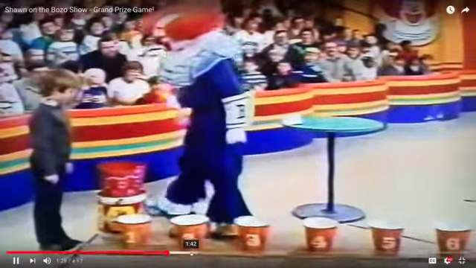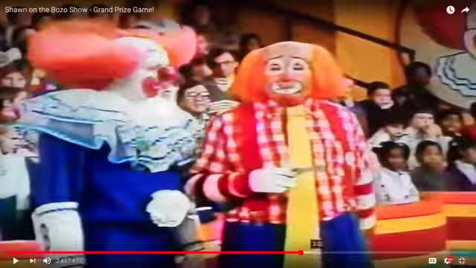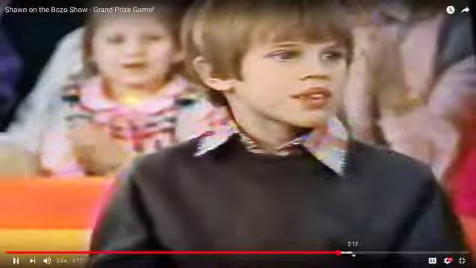This was the grand prize game. Throw the balls in the bucket. Oh, there's another clown. Okay, come on, the kid is nervous. Let him throw the balls. Look at him. Oh, you get a Cabbage Patch doll. You don't have to steal or kill for one. You can just get it. The grand. Oh, there's another clown.